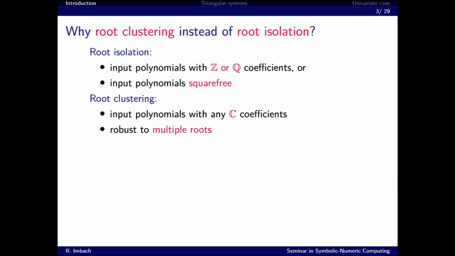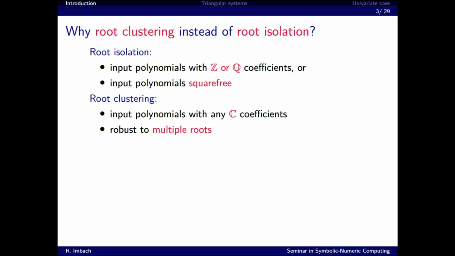In root isolation, we want to report disks containing only one solution, and this requires separating the solutions. For this, we need input polynomials that have, let's say, integer coefficients, so that we can use separation bounds for distinct solutions, or at least the assumption that the input polynomials are square free.